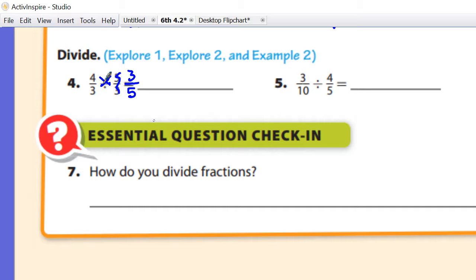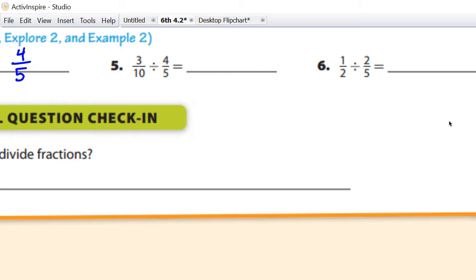Now I have 4 times 3 over 3 times 5, and you should notice that 3 and 3 share a factor of 3, so those can be written as 1s. And now I have 4 times 1 over 1 times 5. The answer is 4/5. Check out number 5. 3 tenths divided by 4/5. Again, multiply by the reciprocal. As I said the word multiply, I rewrote the division sign as a multiplication sign, and as I said the word reciprocal, I rewrote 4/5 as 5/4.